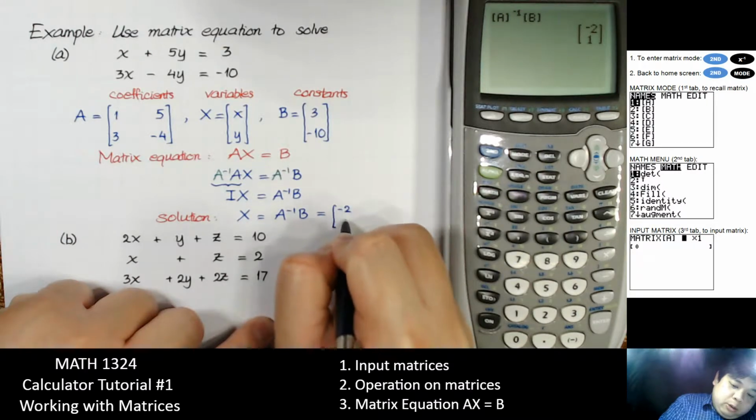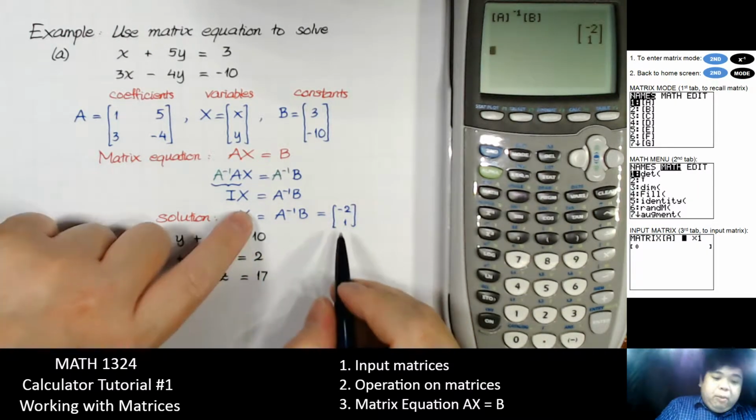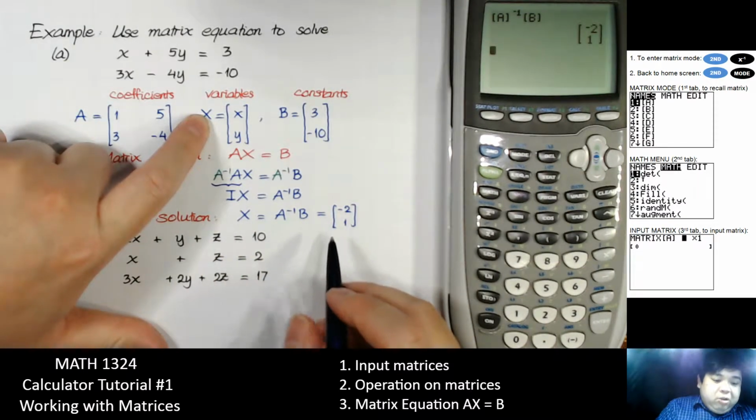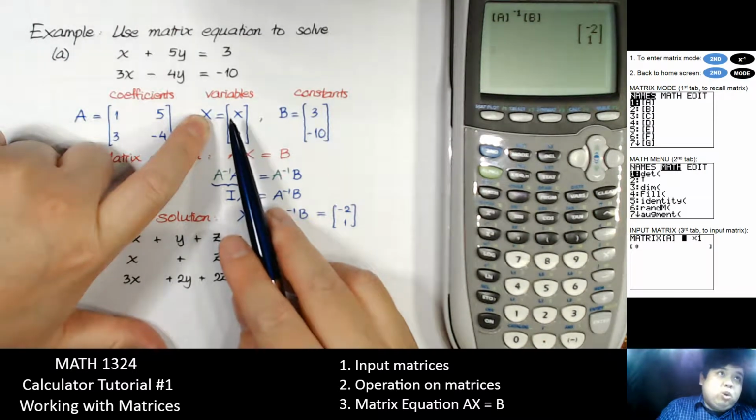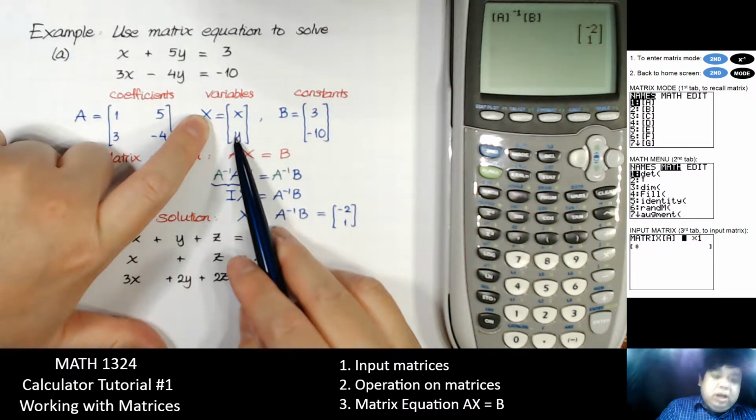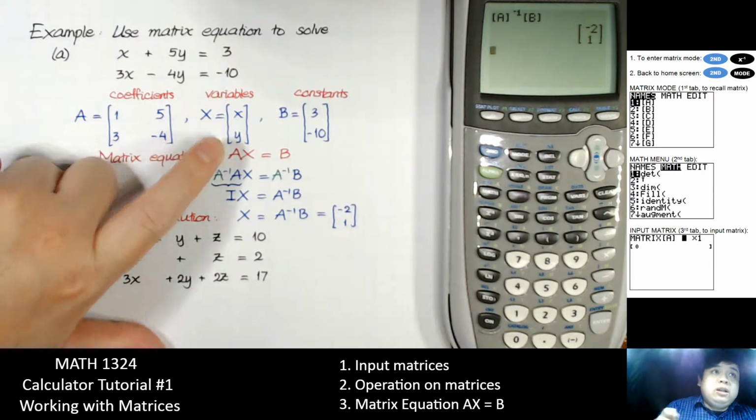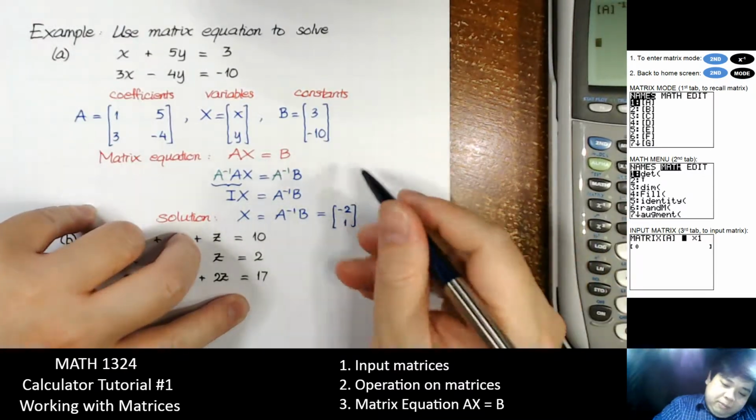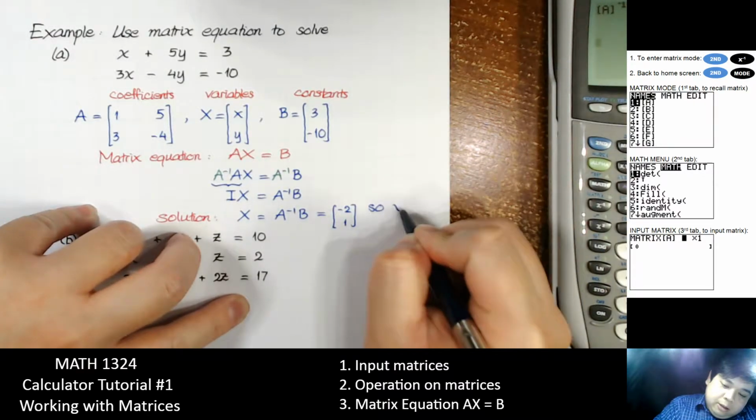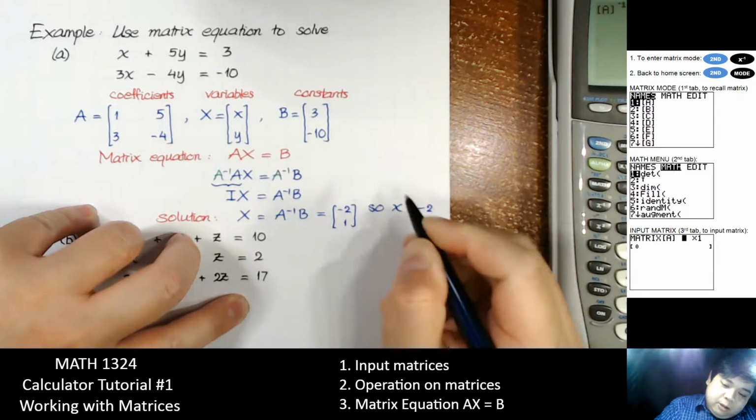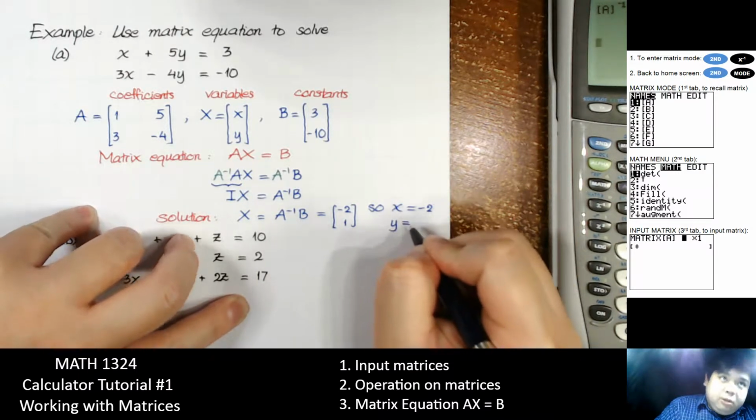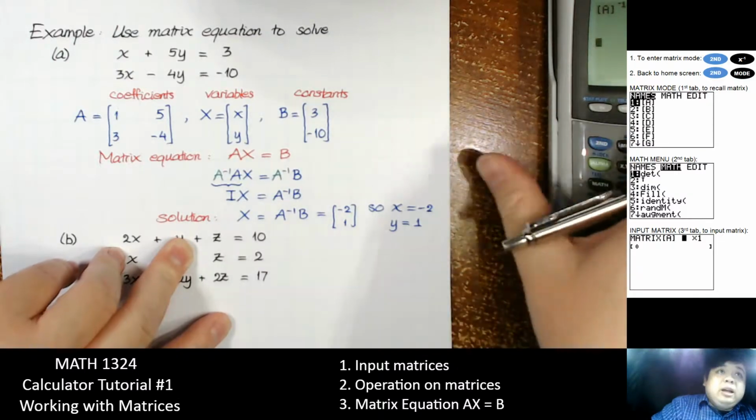So it will be -2 and 1. Compared to the matrix X earlier, matrix X has 2 components or 2 entries, X and Y. So this is X, this is Y. So we write that as the solution.